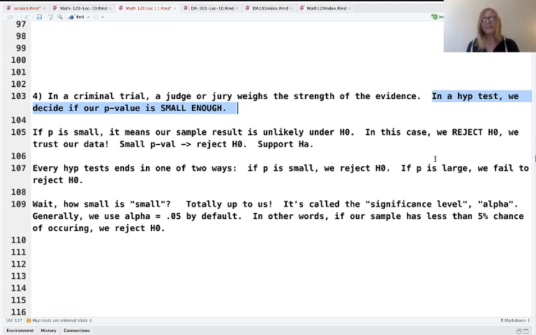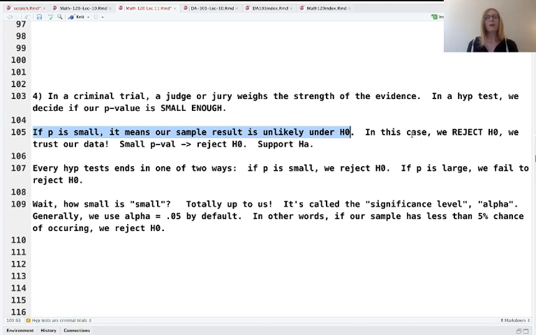And I think this is so important. This issue of why small p-values matter is the whole crux of hypothesis tests. It's kind of deep, but we'll think about it a lot together. So here's the reasoning. If the p-value is small, that means our sample result is very unlikely according to the null hypothesis.